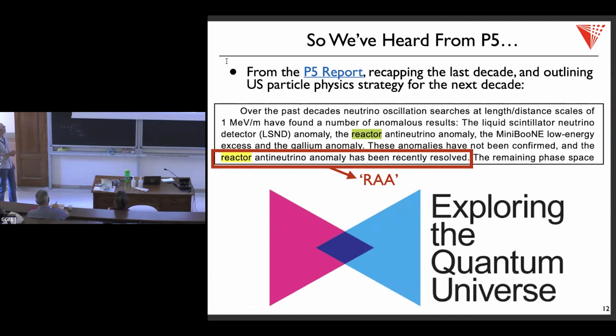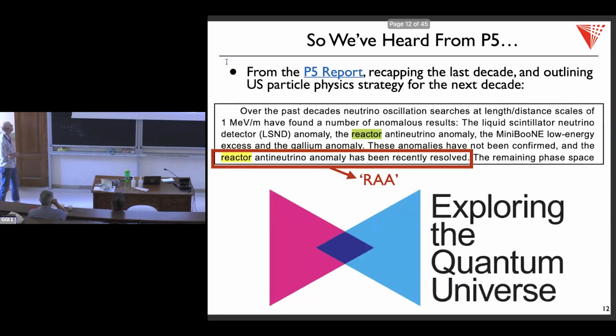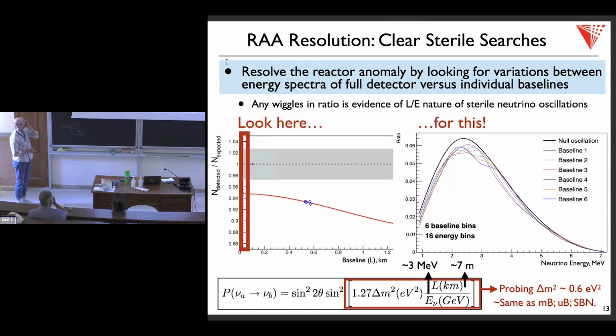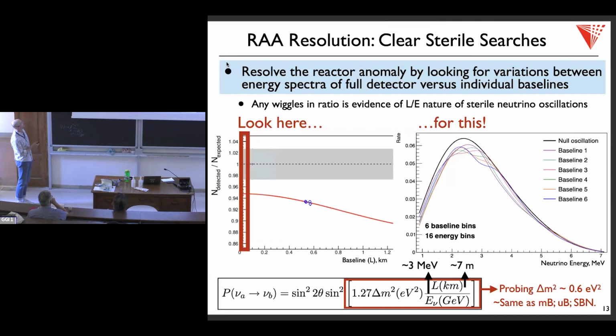I'm told, and you've heard, that the reactor antineutrino anomaly, which is this big set of question marks here, has been resolved. What we've been able to do is look for sterile neutrinos.